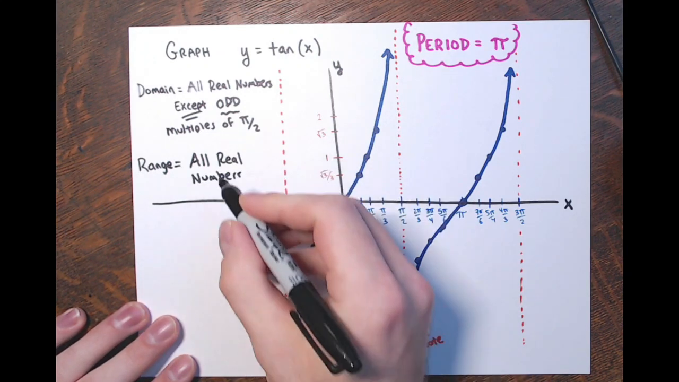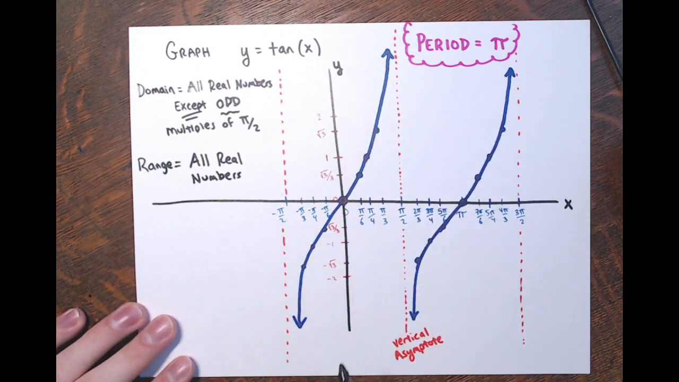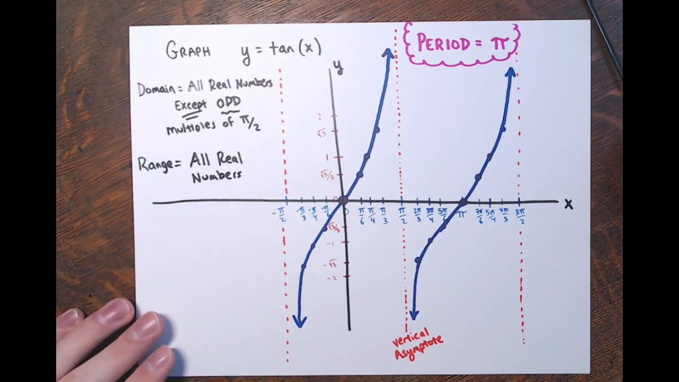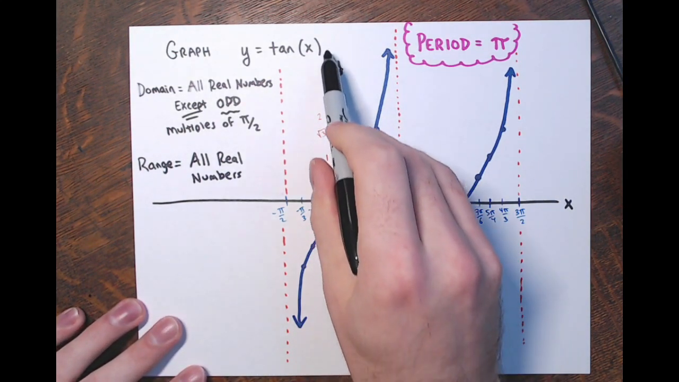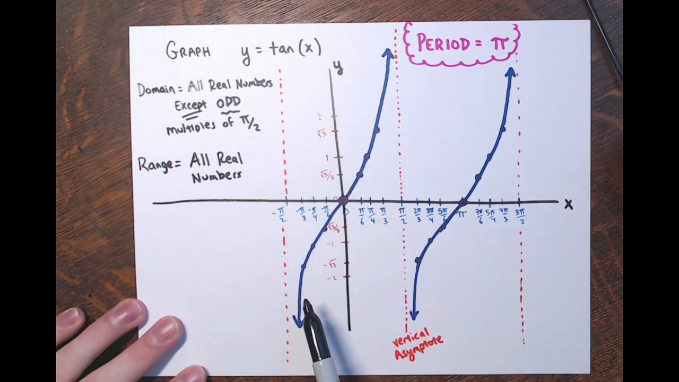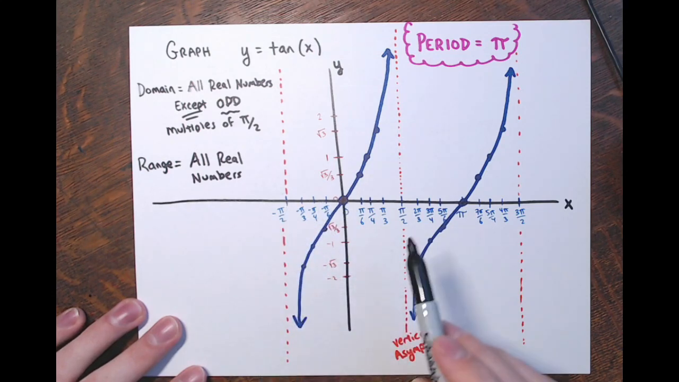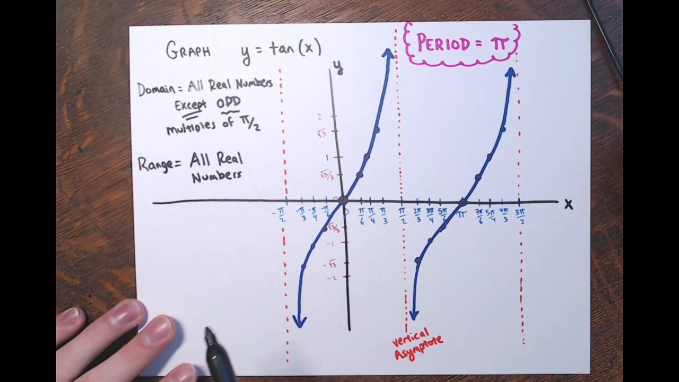You can give me any value, and there's an angle that has a tangent of that value. You can find an angle with a tangent of 1,000, right? Just get really close to pi over 2. You can find an angle with a tangent of negative 5 million, right? Just get really close to negative pi over 2 here, or really close to pi over 2 on this side.